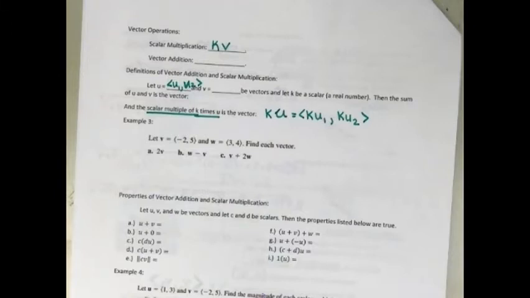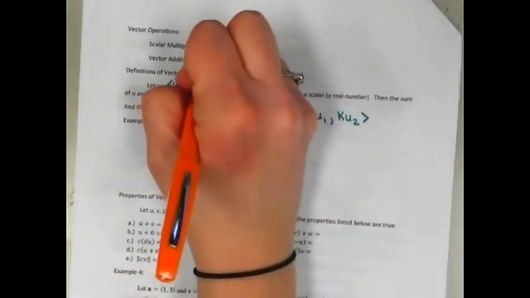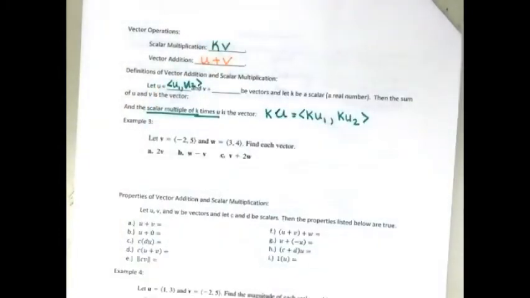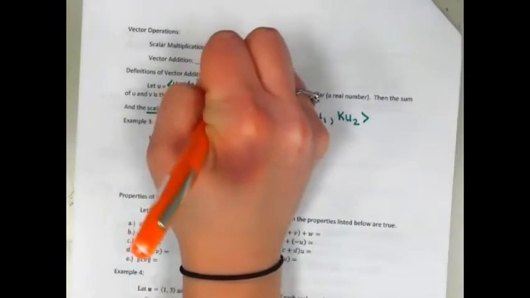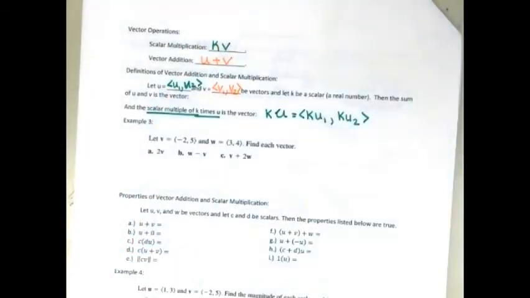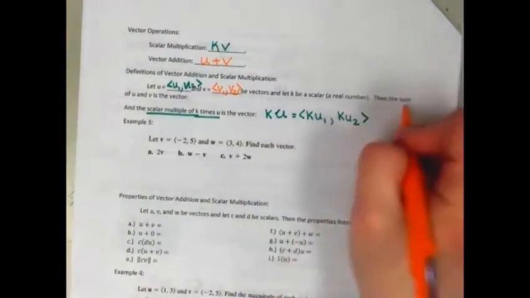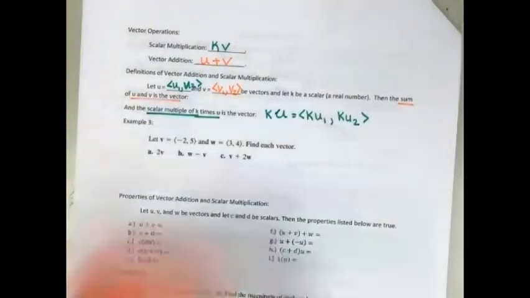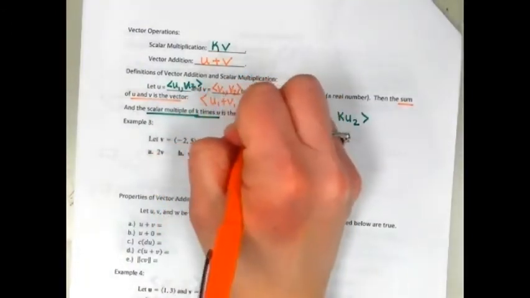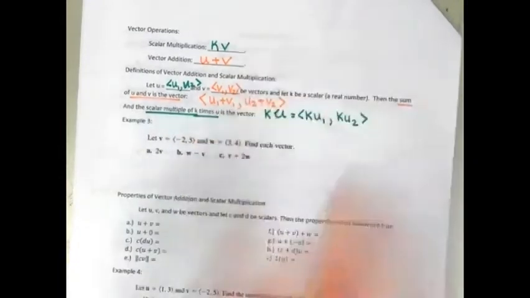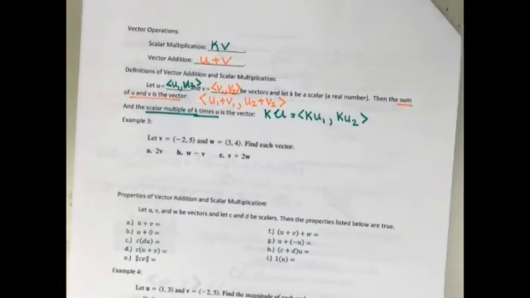Makes sense, right? Okay. For vector addition, that would be like taking vector u plus vector v. So if u is u1, comma, u2, and v is v1, comma, v2, to add those, the sum of the two vectors would just be the vector u1 plus v1, comma, u2 plus v2. So you're just going to add each coordinate of that vector. That should make sense, right?